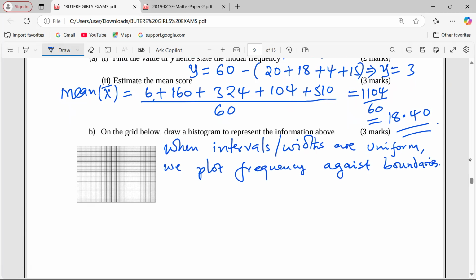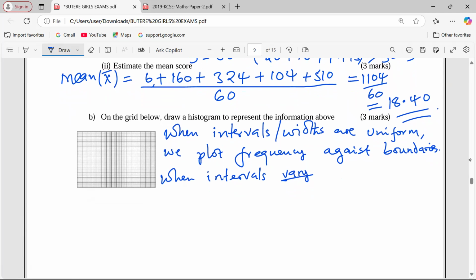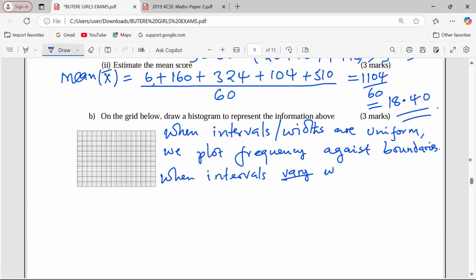Then, when class intervals vary, like the case above, we plot frequency density against class boundaries.